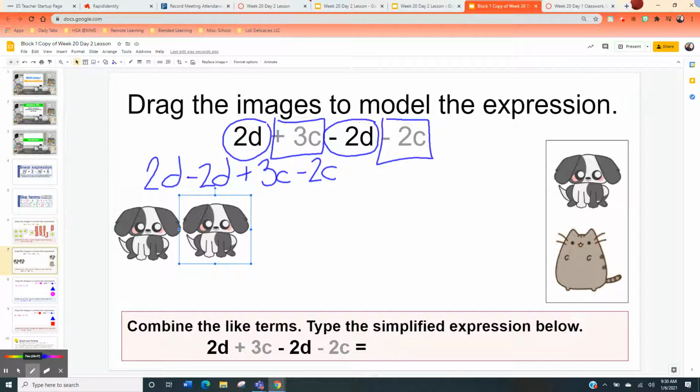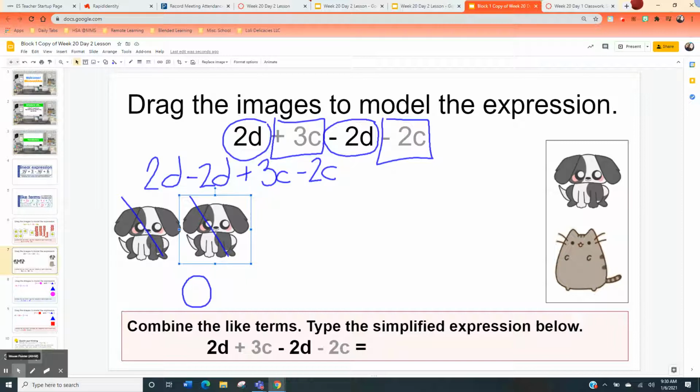Am I adding more dogs, or am I taking away some dogs? I'm taking away. I'm going minus 1D and minus 2D. So how many dogs do I have left? I have 0 dogs left. I've got nothing. So now I'm going to go ahead and add my cats.